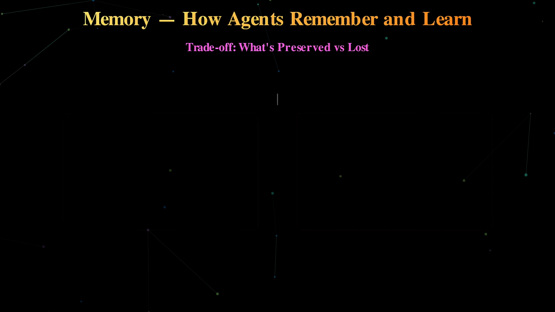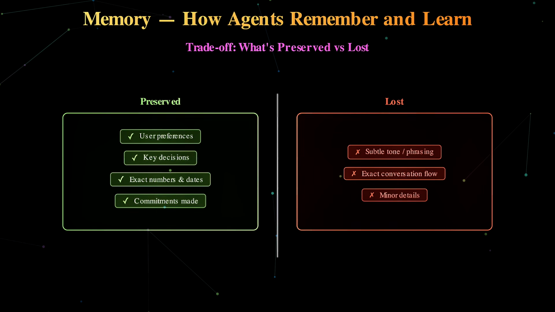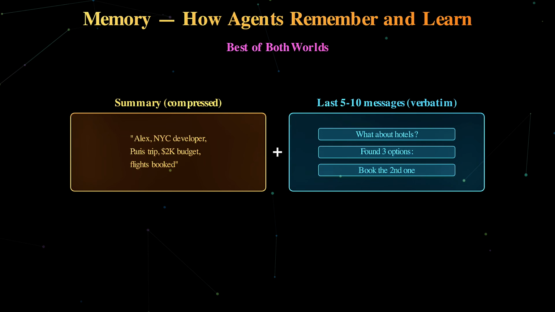The trade-off is information loss. Summaries are lossy by nature. Subtle details, exact numbers, or the user's specific phrasing can get lost in compression. A good summarization prompt explicitly asks the model to preserve user preferences, key decisions, exact numbers and dates, and any commitments made. Some systems keep the last 5 to 10 messages verbatim for recency, while summarizing everything older, giving the best of both worlds, detailed recent context plus compressed long-term context.